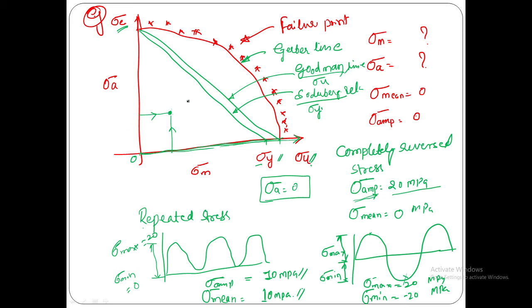Now let us take a point here. Let us take this as a point P. You need to design a component which is subjected to mean stress as well as amplitude stress. How are you going to get the relation with respect to sigma y, sigma m, and sigma a, with respect to sigma e? Let us go for the derivation here.